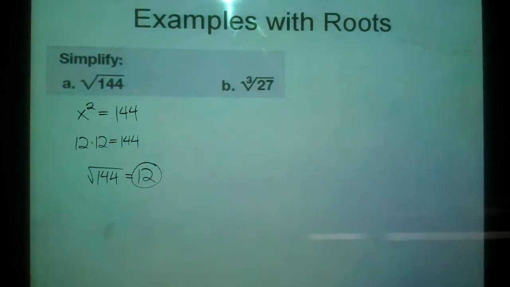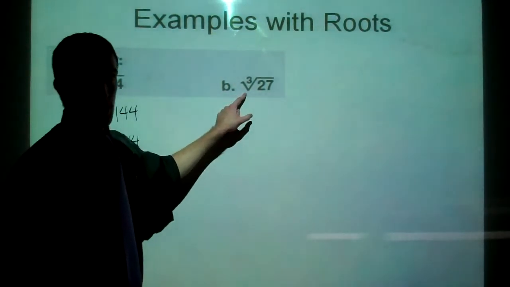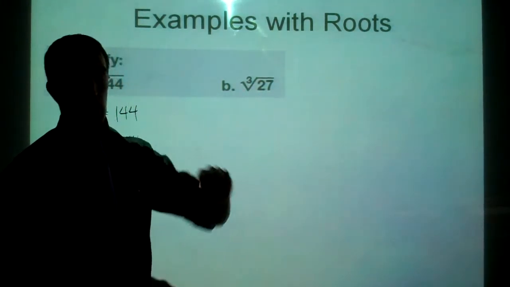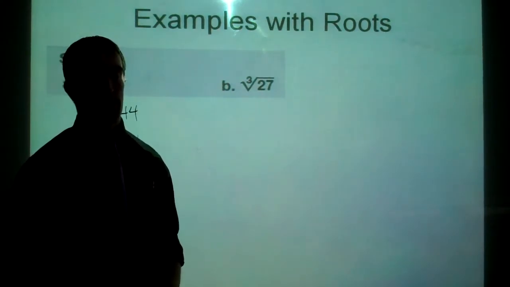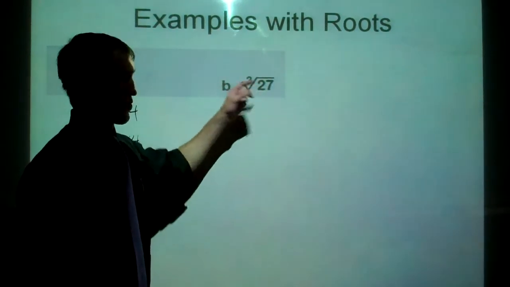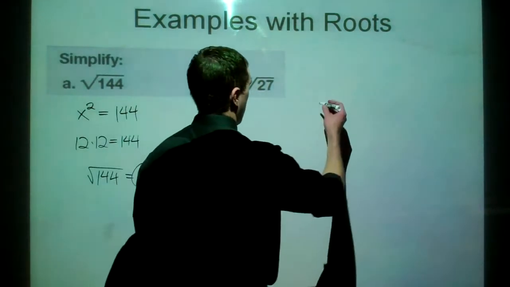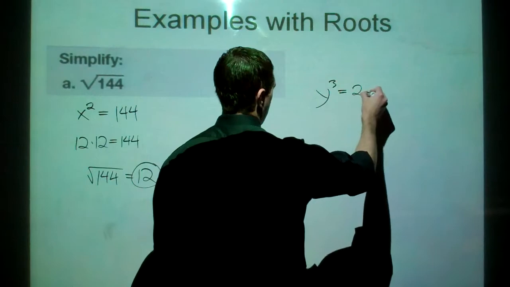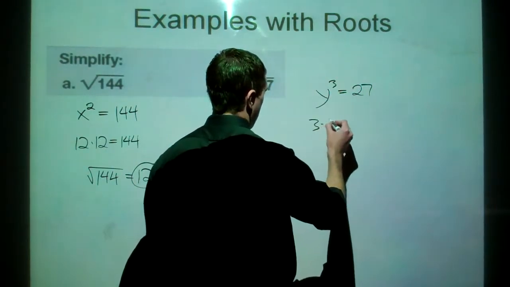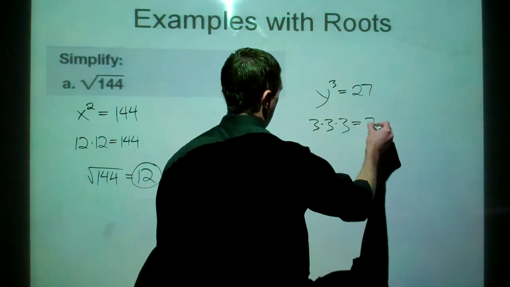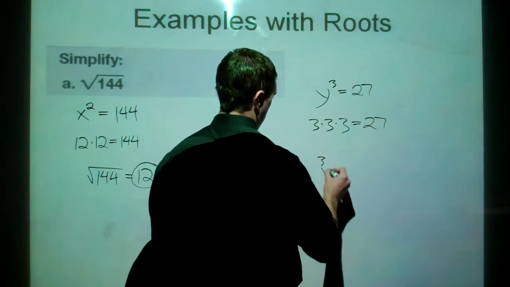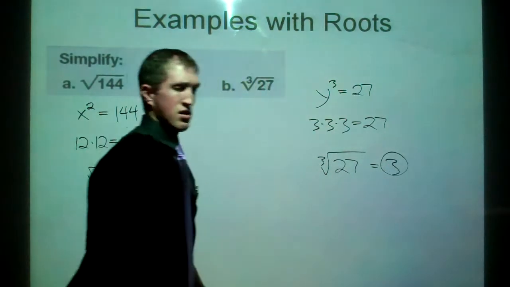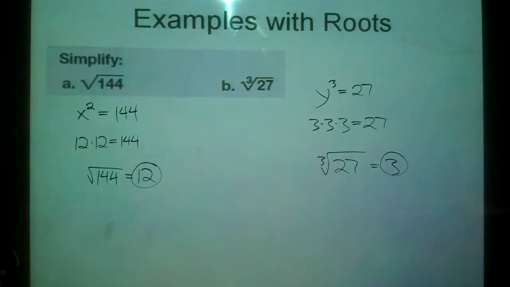Okay? This one, the cube root of 27. Now we're looking for 3 numbers that we multiply, or 1 number we multiply together 3 times to get 27. So we're looking for what do we cube to get 27? Well, 3 times 3 times 3 equals 27. So the cube root of 27 is 3. That's how we go about doing those.